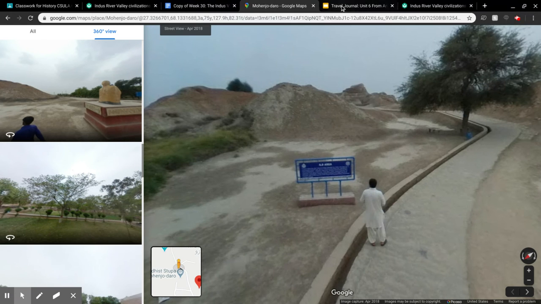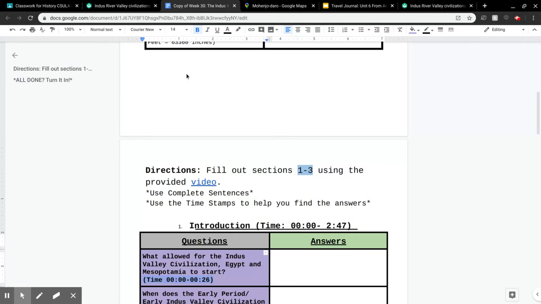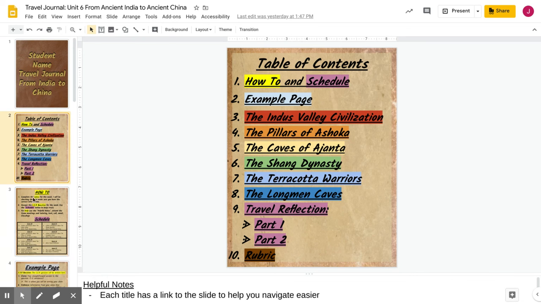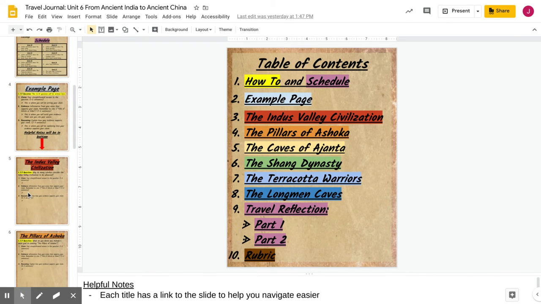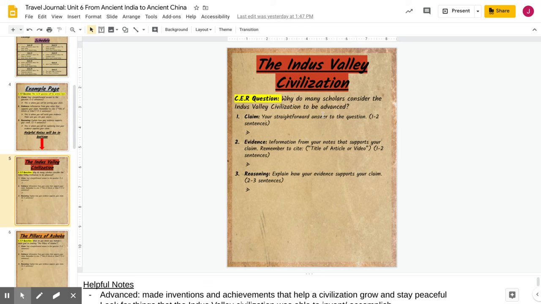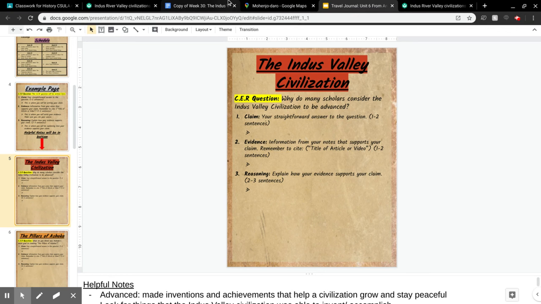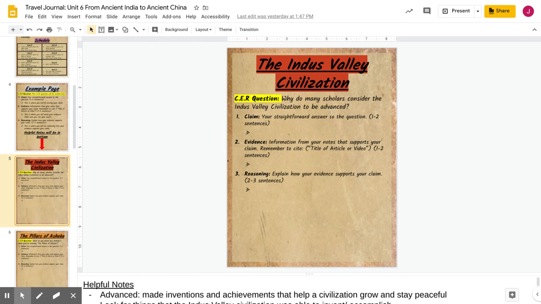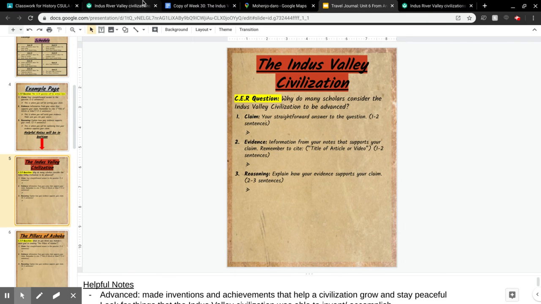And then once you're done taking all of your notes, you have your travel journal that you can then fill out the CER question. And then this will be due on Friday. So one assignment is the notes, the other assignment is filling out the section in the travel journal.